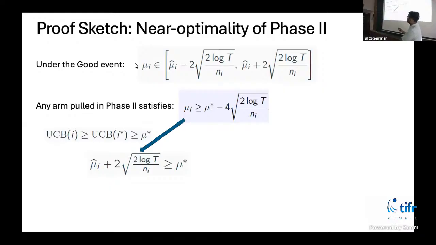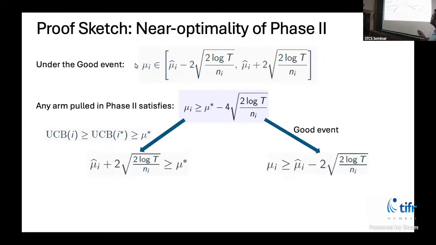If i is pulled at some round, its UCB estimate has to be higher than any other arm, so it is higher than the UCB of i star, which is the optimal arm. And obviously the UCB of i star is higher than mu star, because this holds with high probability. Then, under the good event, we can show that mu i hat plus square root of 2 log t by n i is greater than mu star, because this is the UCB of i. The second part comes from the good event that each arm's true mean is greater than or equal to the sample mean minus this, because this is your lower interval. So true mean has to be higher than the lower interval. Just using the properties of the good event and the UCB algorithm, we are able to show that any arm pulled in phase 2 is near optimal.